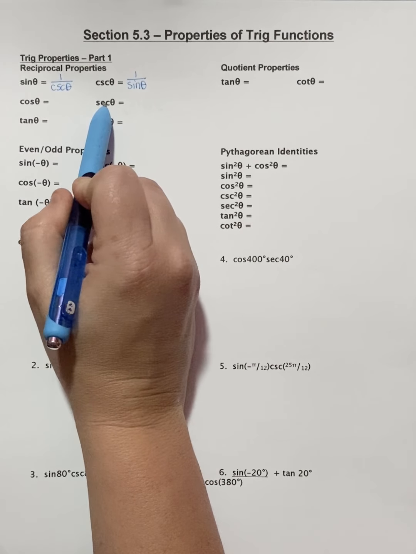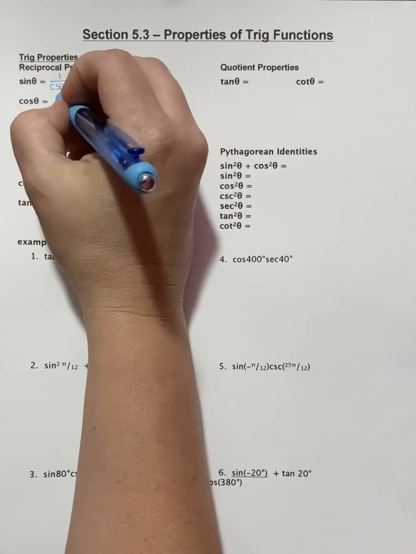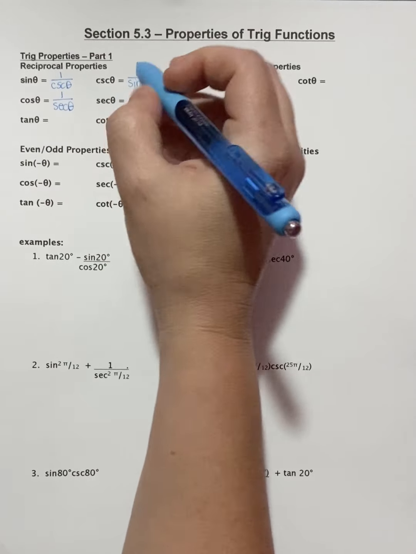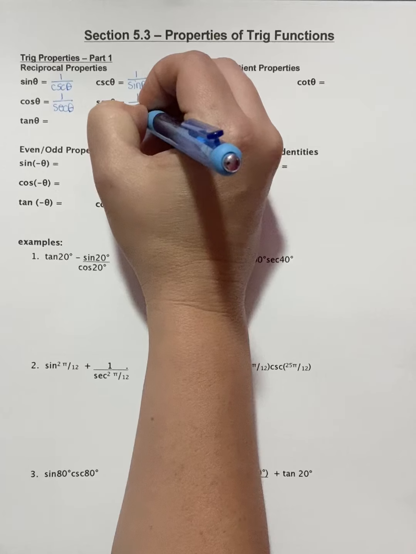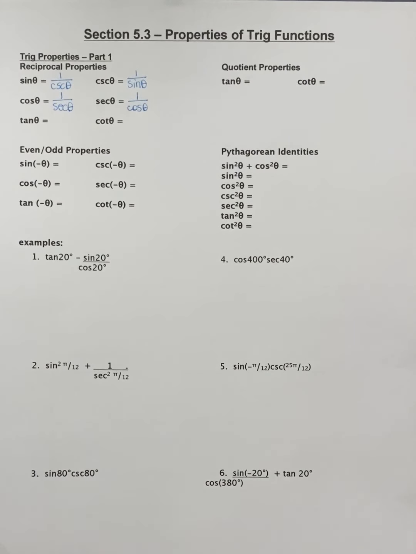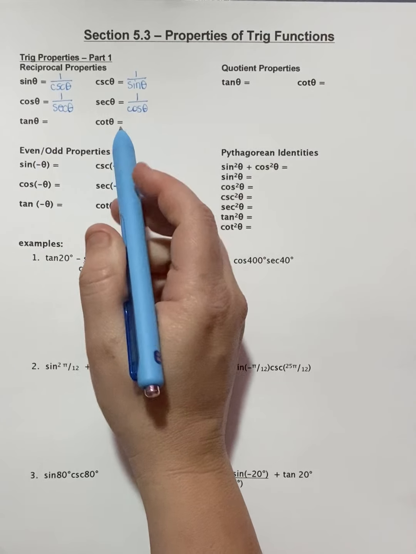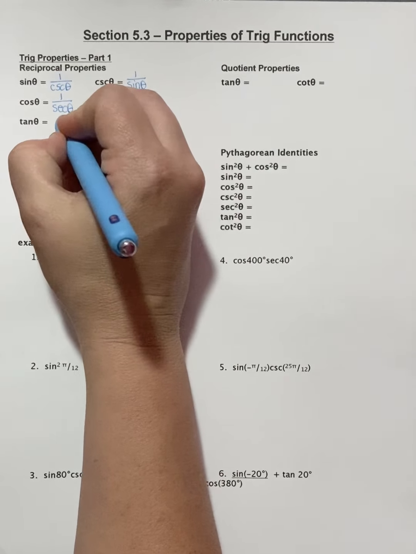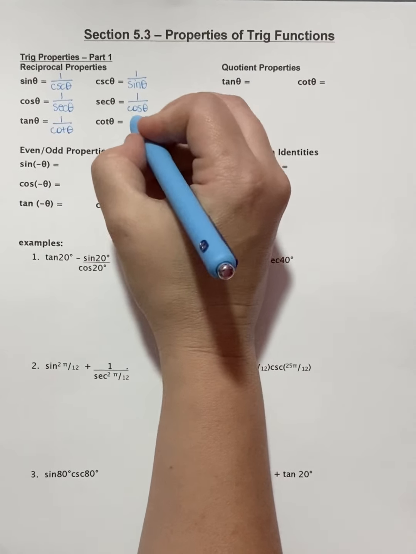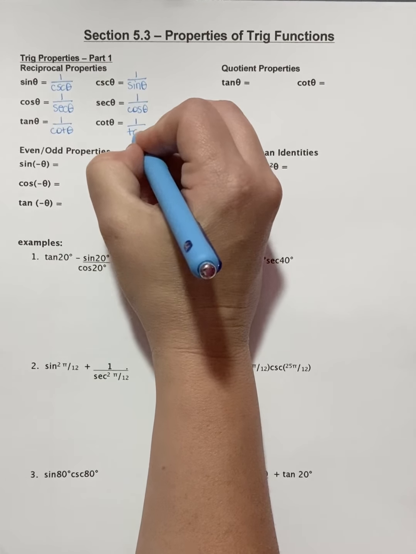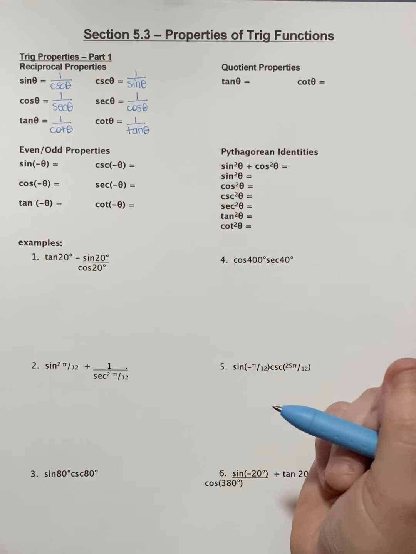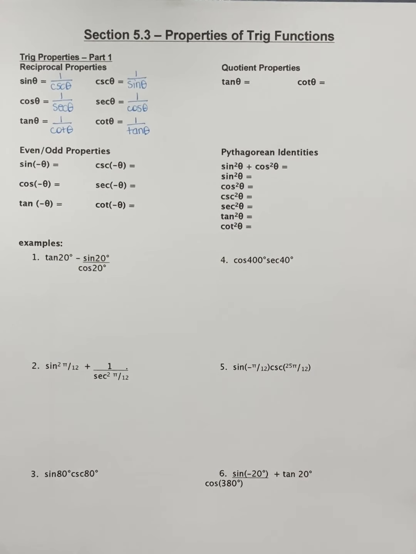Cosine and secant are reciprocals of each other. So cosine is written 1 over secant theta. And secant's reciprocal is cosine. So this is written 1 over cosine theta. All right, next set of reciprocal functions we have are tangent and cotangent. Tangent's reciprocal is cotangent. So this is 1 over cotangent theta. And cotangent's reciprocal is tangent, so this is 1 over tangent theta. So those are my reciprocal properties. Notice every single one of them has a 1 on the top.